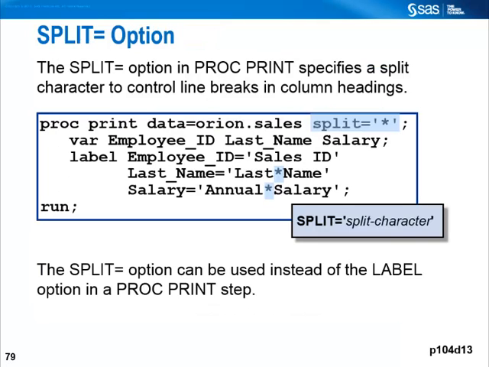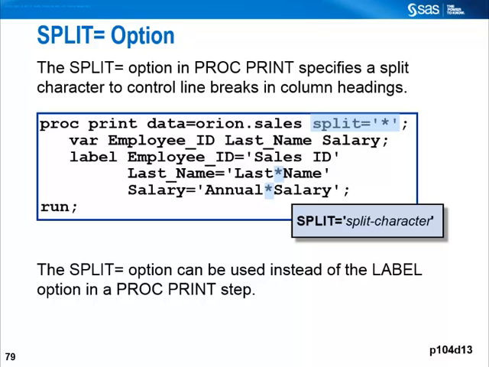Split equal to option. The split equal to option in proc print specifies a split character to control the line breaks in column headings. So proc print data equals orient.sales, then split equal to, we give an asterisk that will act as a separator, and the rest of the program remains the same. But in the label statement, where we actually give the label names for the variables, we have to use the symbol that we have used in the split equal to option where we want to split the data. So this character will split the data.